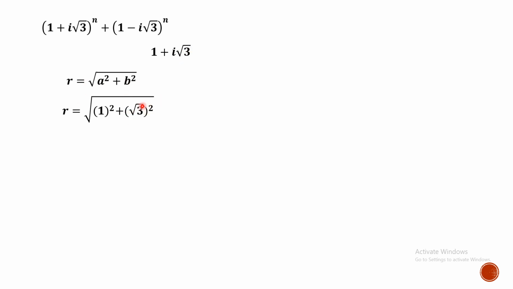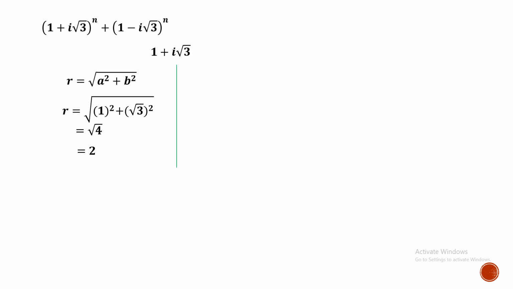Square and root cancelling one another, so our answer will be 1 plus 3, that is square root of 4. Our answer will be equal to 2. So now we got the answer for modulus. Now we have to move to find the angle or the argument. How to find the angle or the argument?